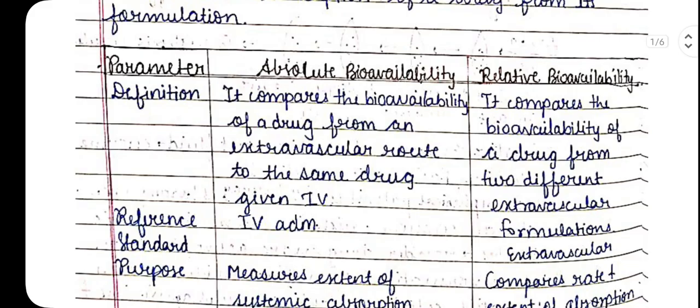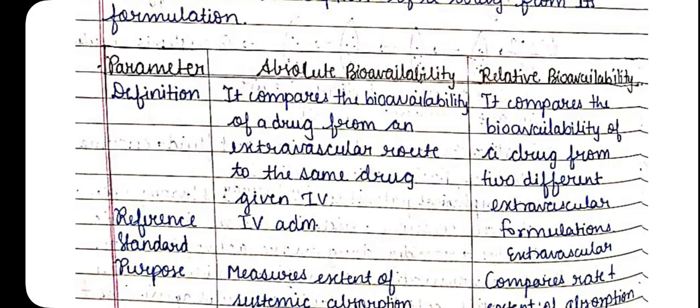Here is the difference between absolute bioavailability and relative bioavailability. Definition, first of all we will see it. Absolute bioavailability compares the bioavailability of a drug from an extravascular route to the same drug given by the IV route. Next, relative bioavailability compares the bioavailability of a drug from two different extravascular formulations.